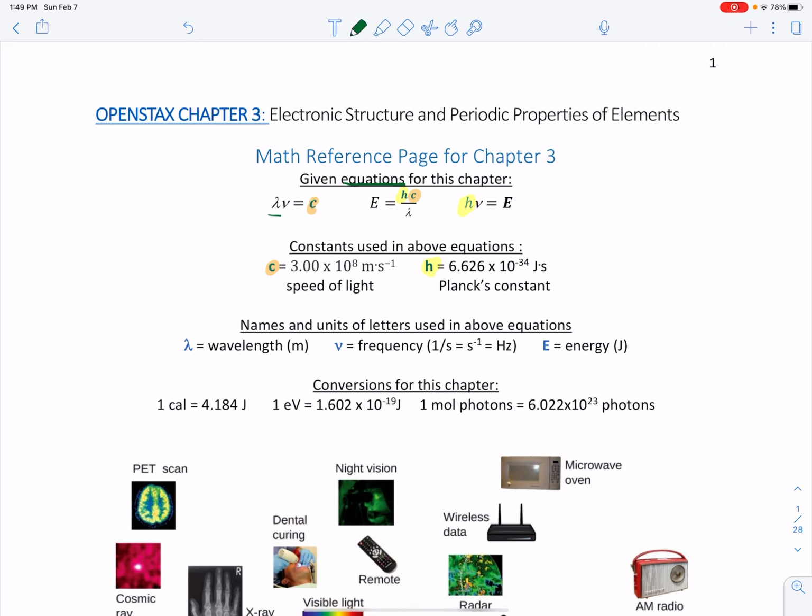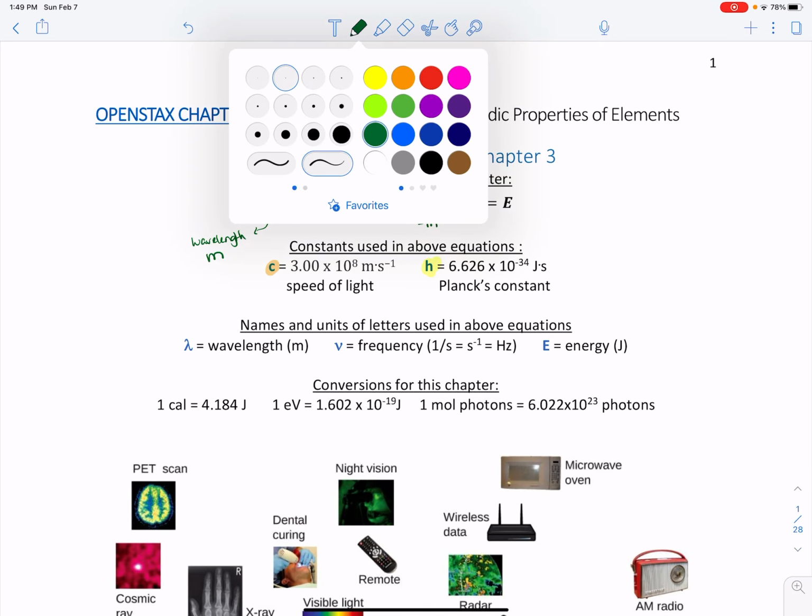This letter is a lambda, and you're going to learn more about it, but it represents a wavelength. And in this equation, this lambda has to have the unit of a meter. If the problem gives it to you in a different unit, you have to change it to meters to be able to use this equation. That's true over here too. This is supposed to be a meter.